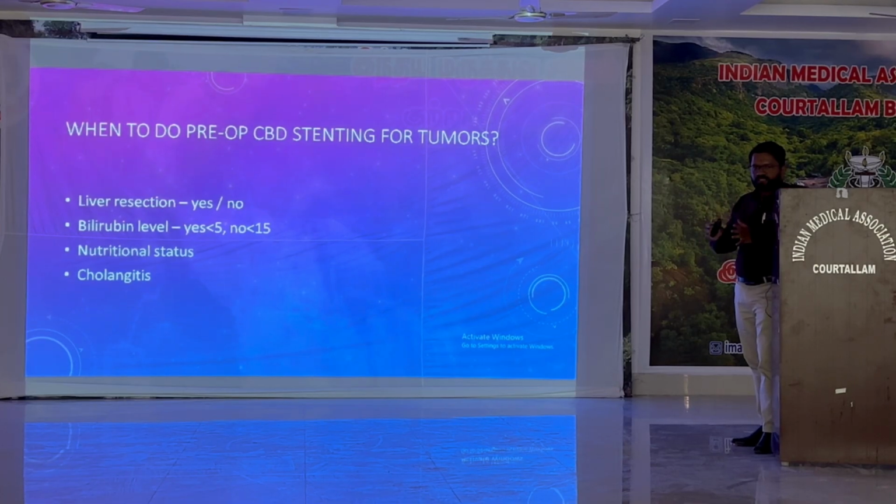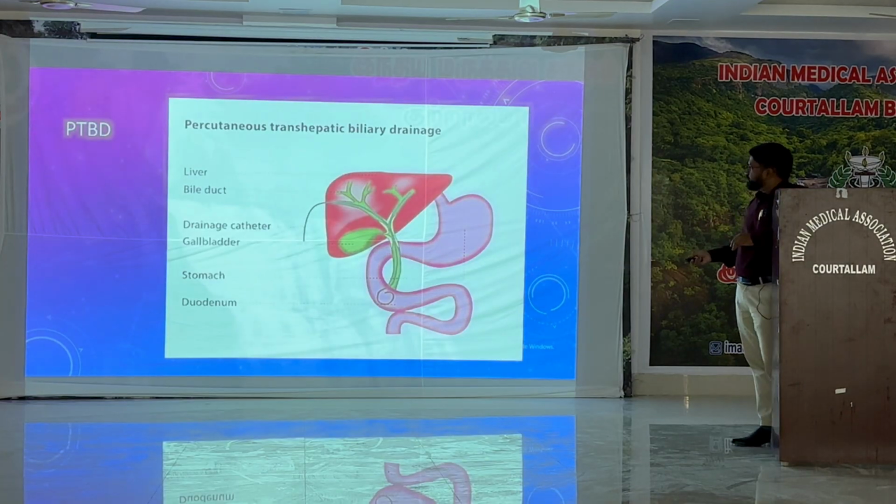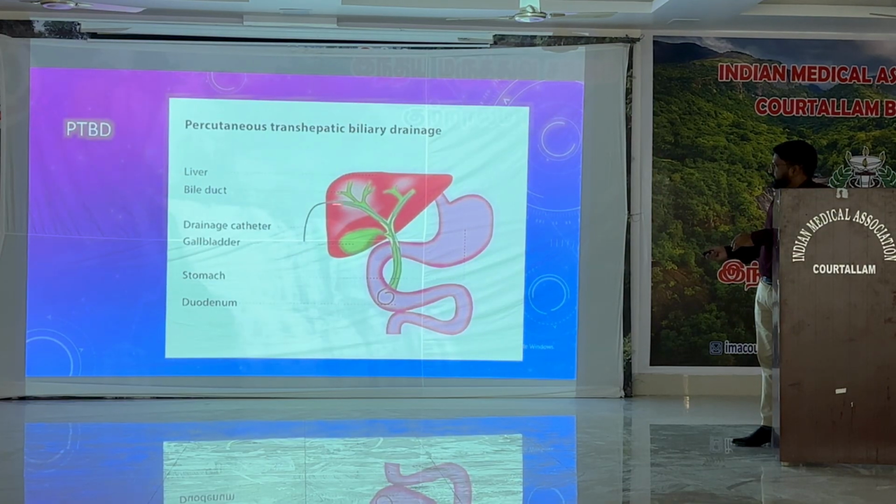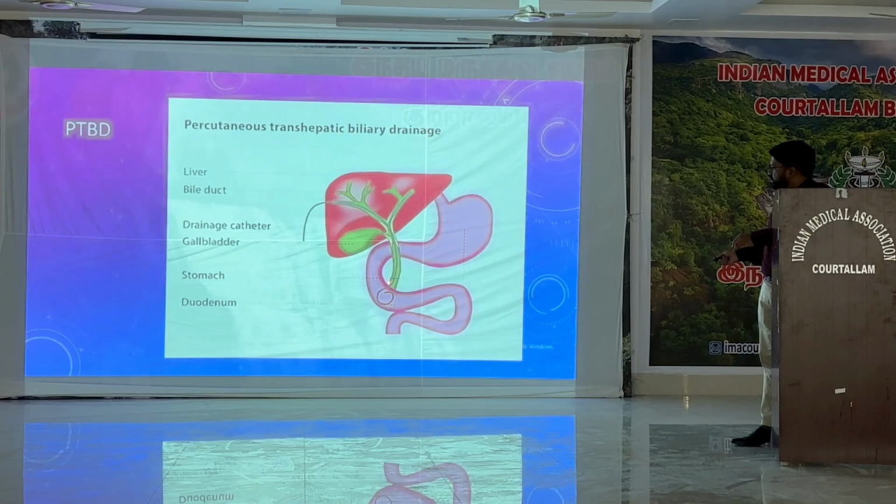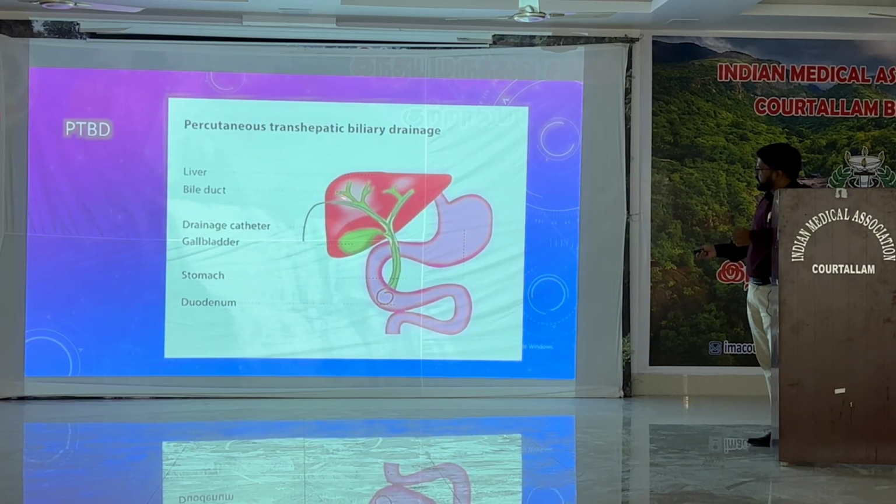Again, for hilar tumors, ERCP stenting, if it is possible, well and good, but in many cases it is not possible, so we have to do a percutaneous biliary drainage or a PTBD. Here, under ultrasound guidance, we puncture the dilated biliary duct in the liver and put a stent inside. If the stent goes inside, well and good, we can actually go into the duodenum also. Otherwise, we will just leave an external drain and wait for the bilirubin to come down.